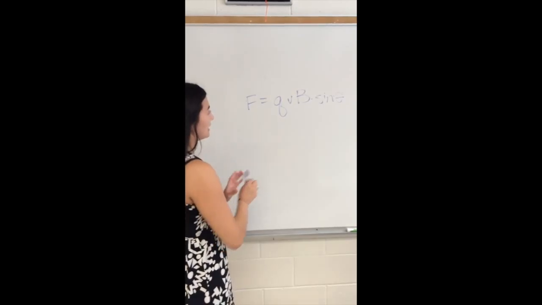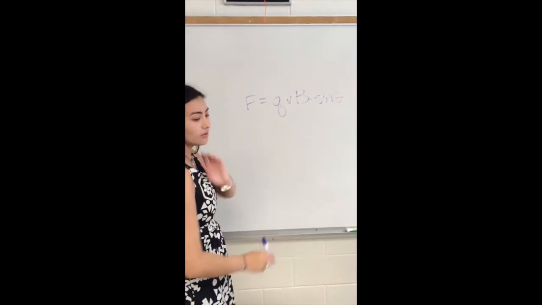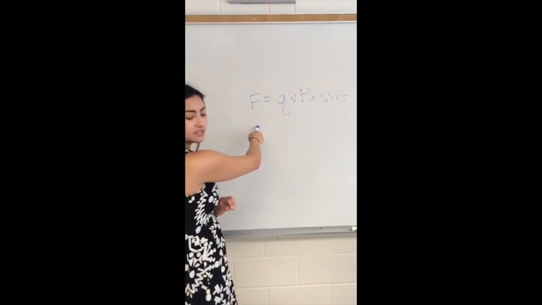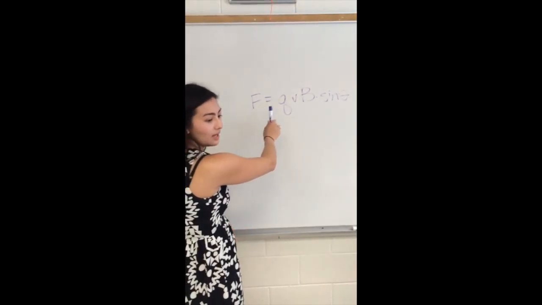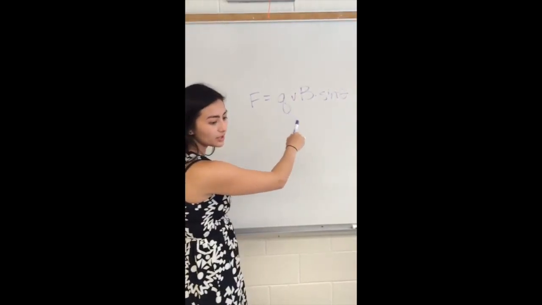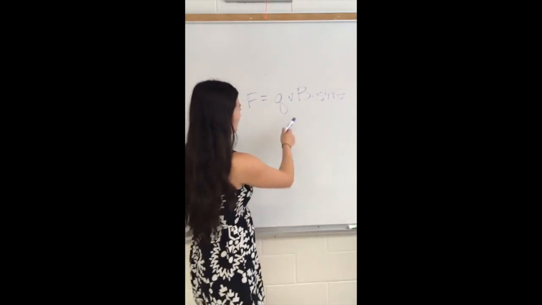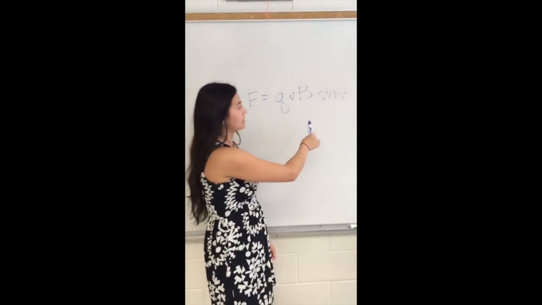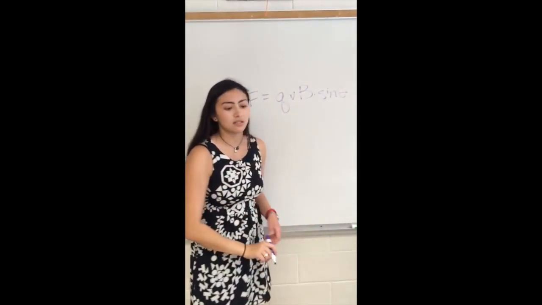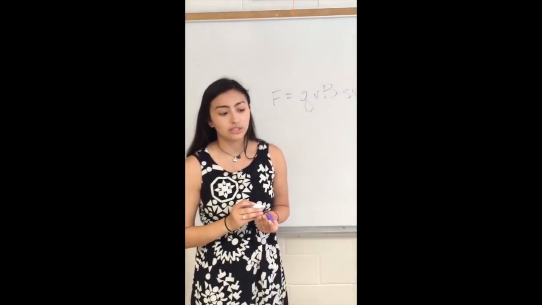The charge of the particle and the velocity. So force is the force of the magnetic field on the particle. Q is the charge of the particle, of the electron, I guess. V is the velocity, B is the field strength, and then again, sine theta is the angle of the particle compared to the charge.